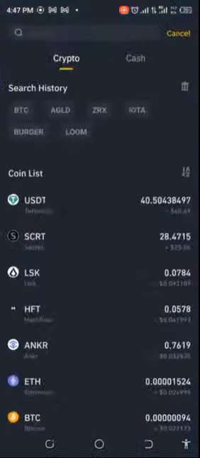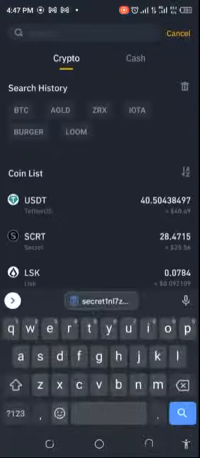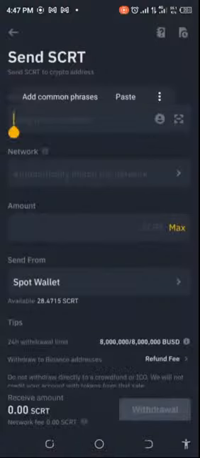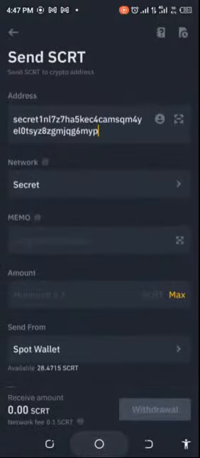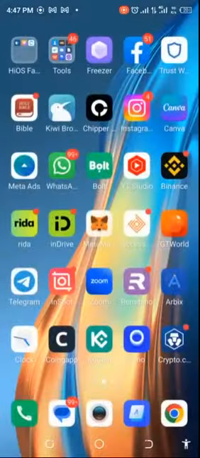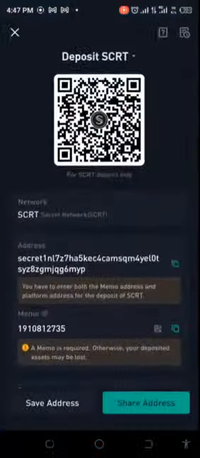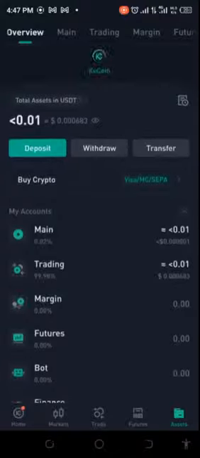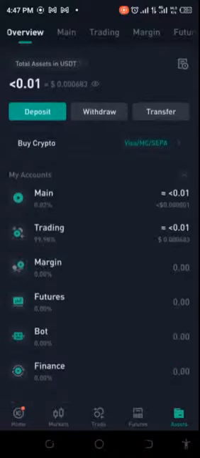So we are going to withdraw this. We are withdrawing SCRT. As you can see, the amount is there, so we just have to put in the address, and then we also need to put in the tag. Okay, let's check what the tag is telling us. So we need to go over here quickly, and okay, sorry, it looks like, no, we're supposed to deposit.